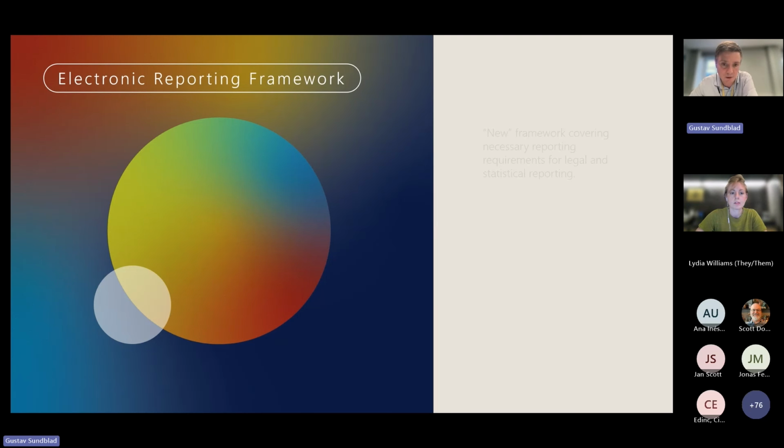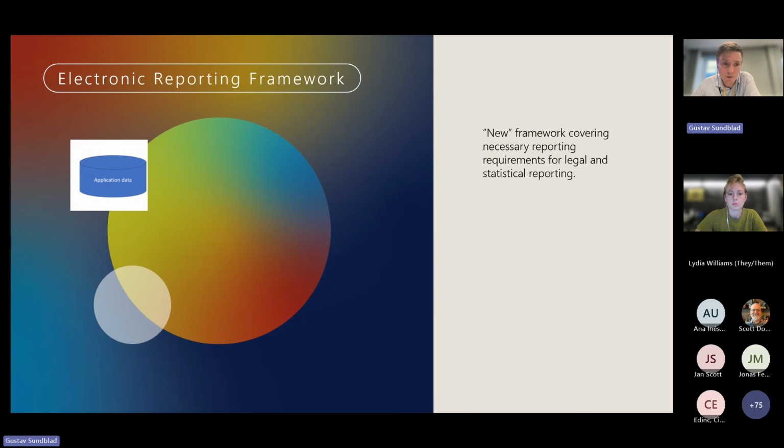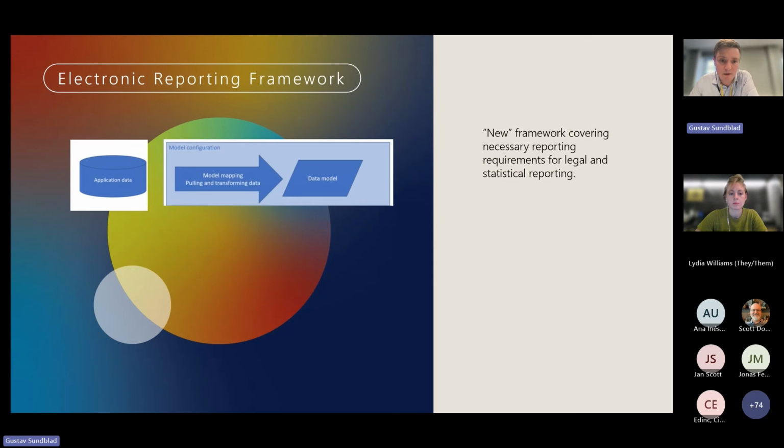Let's start with the ER framework, electronic reporting. It's not really new anymore, but I say new because it's new in 365. And it has basically all of the reporting requirements for legal and statistical reporting. So in any case where Microsoft says that yes, we are covering those legal requirements for, let's say, Intrastat reporting, customs reporting, all other formats, 99% it will be an ER format and an ER model that you need to work with. And basically what it does is that you have the application data, your SQL Server in the backend. And then what ER is doing is creating a model, kind of a star schema on top of that that maps towards the tables.